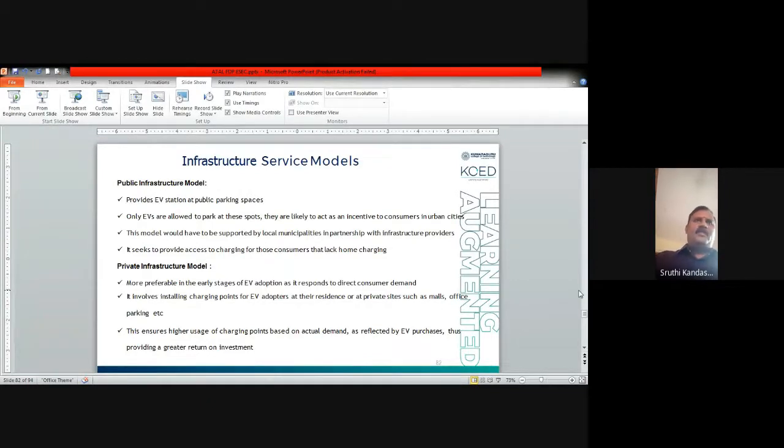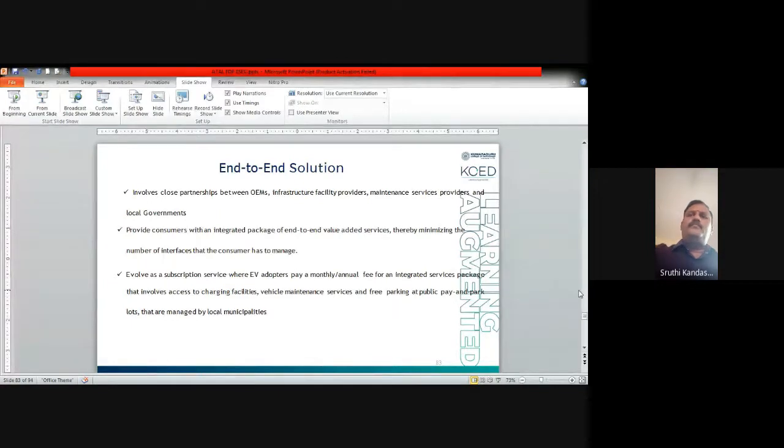The private infrastructure model is more preferable in the early stage of EV adoption as it responds to direct consumer demand. It involves installing charging points for EV adopters and their residents. This ensures higher usage of charging points based on the actual demand as reflected by EV purchases, thus providing a greater return on investment. End-to-end solution.